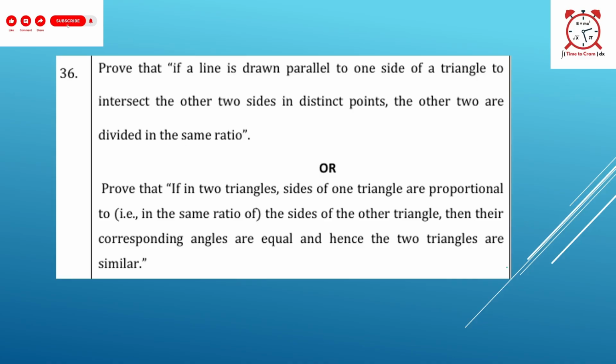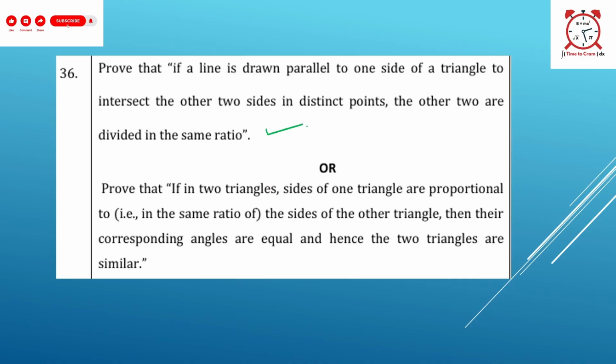Next question: there are two theorems, and both are theorems from the triangle lesson. Let us first read the theorem. Prove that if a line is drawn parallel to one side of a triangle to intersect the other two sides in distinct points, the other two sides are divided in the same ratio. We know that this is the Thales theorem.